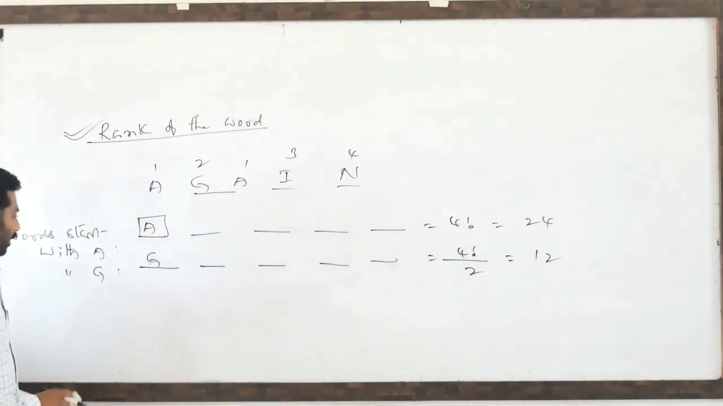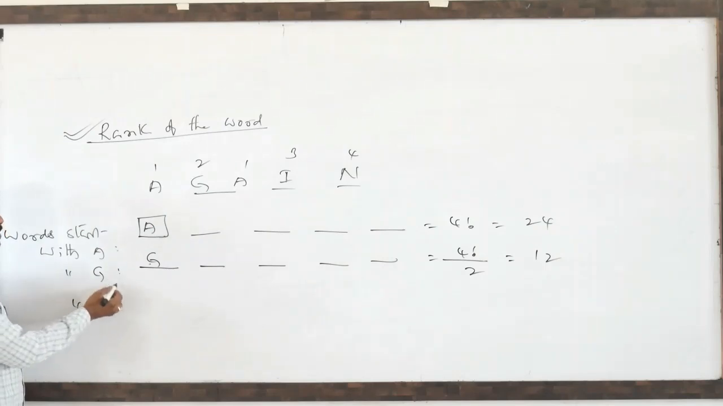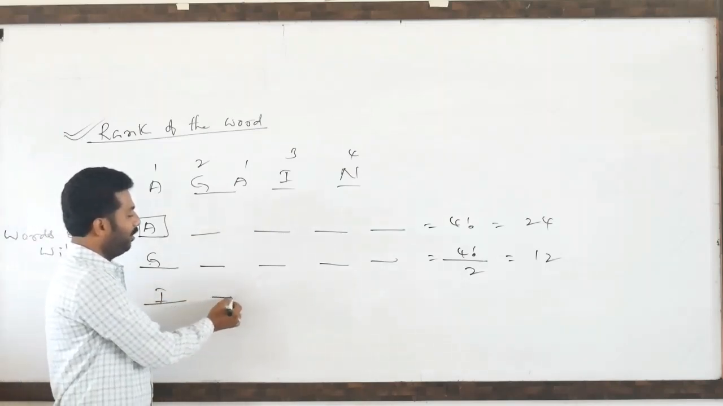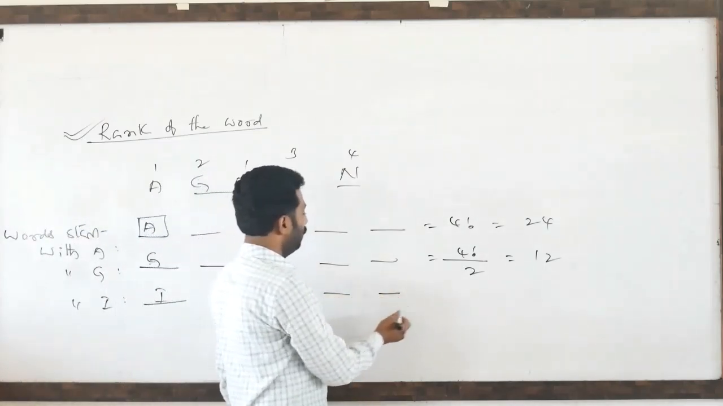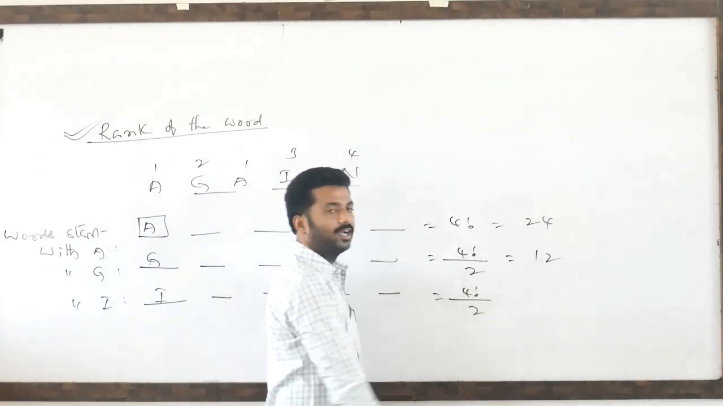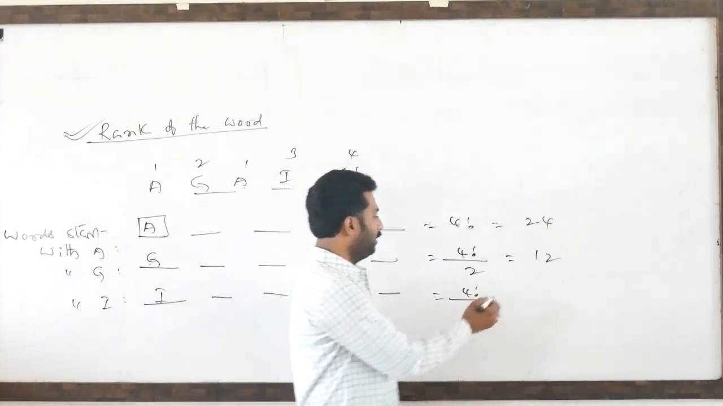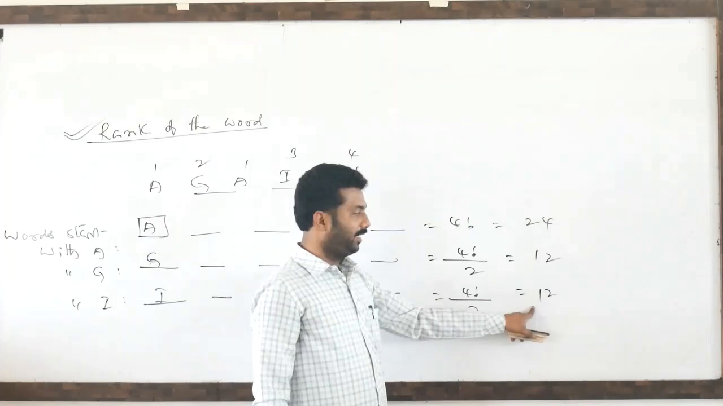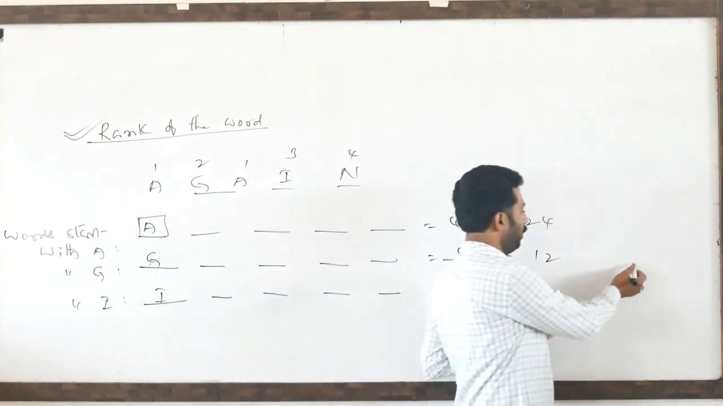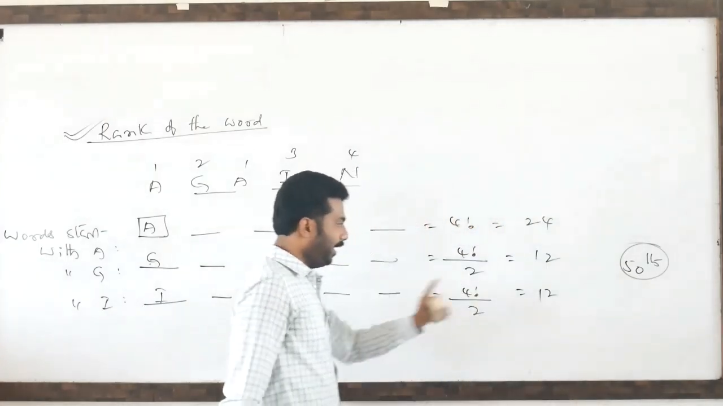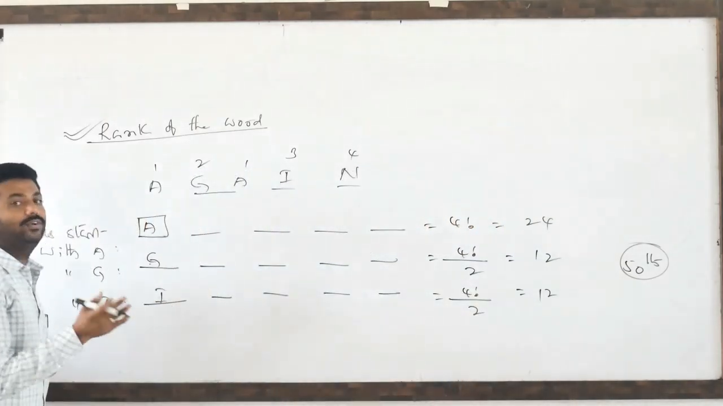The 50th word. Next, the words that start with I. Our next word starts with I. Remaining 4 blanks, 4 letters, and in these 4 letters 2 A's are there, repeated letters. Again this is 12 words. So far we got 48. We need the 50th word, so we reached near 50. Now we got 48, then the 49th and 50th word.